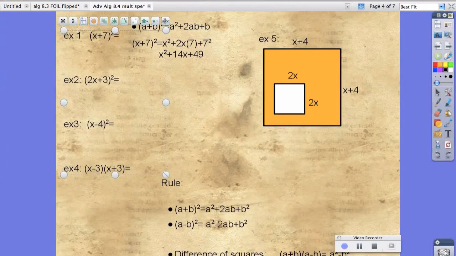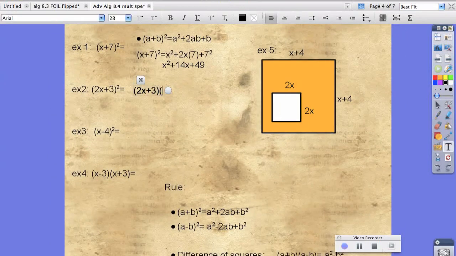For example 2, I want to make sure we still stress this. This is saying 2x plus 3 times quantity 2x plus 3. And when you expand it, either using the formula or using FOIL, you would end up getting 4x squared plus 12x plus 9.